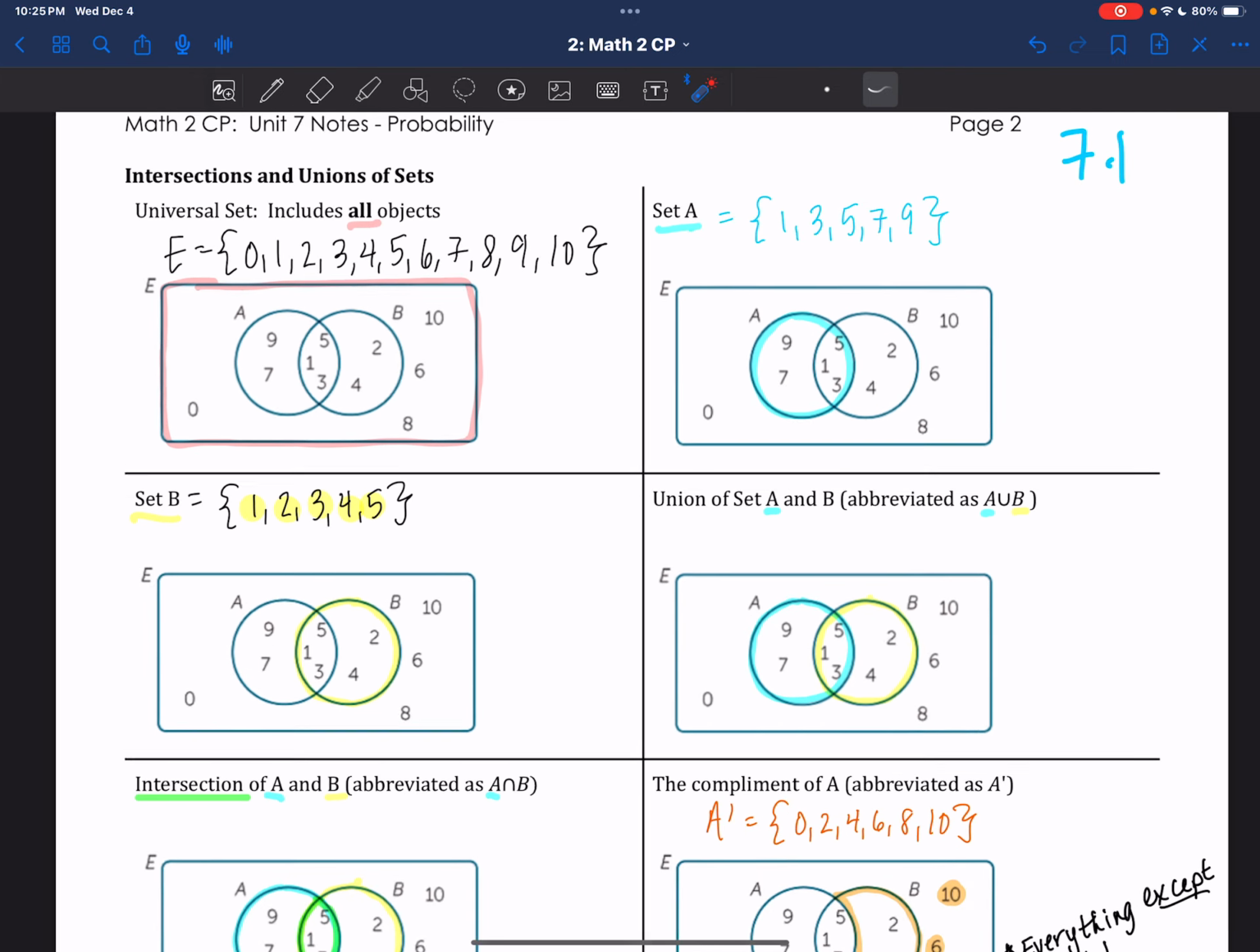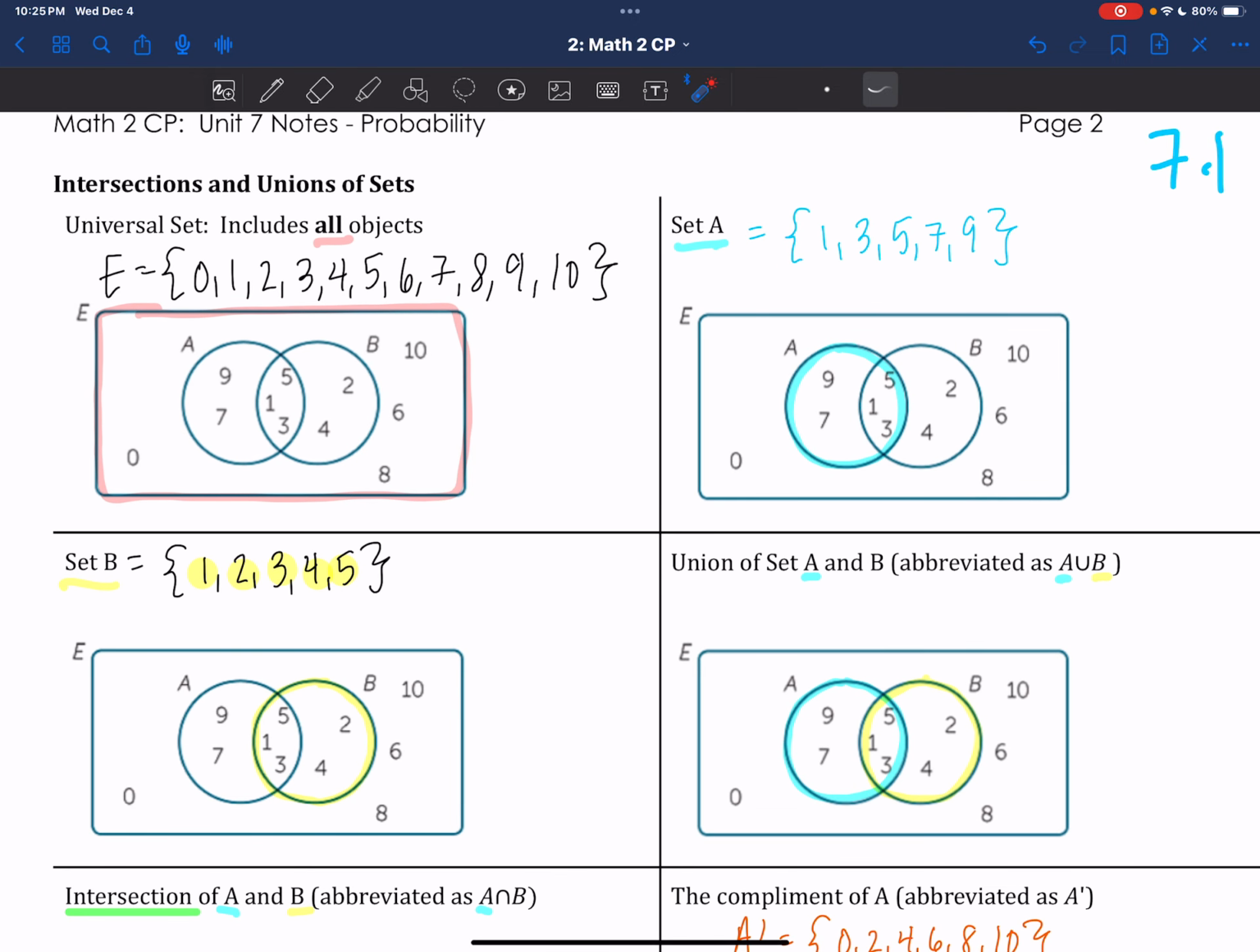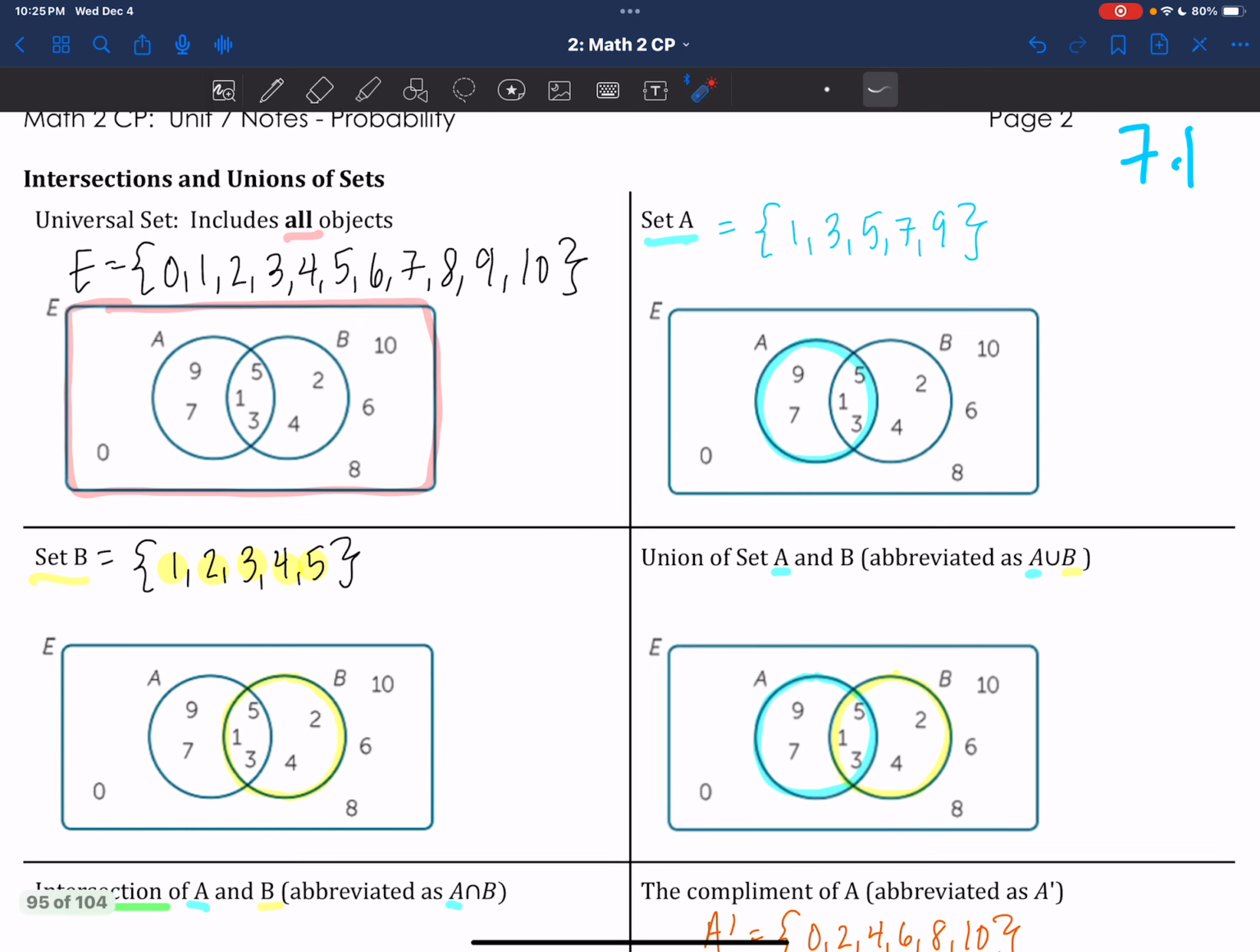All right, next up we have intersections and unions of sets. A universal set includes all the objects. If you look here, this whole thing is E, and that includes all of the numbers, 0 through 9, and typically we list them in order from least to greatest. So go ahead, put that in there. For set A, we're only looking at this part. That's a horrible circle, but that's okay. Even though this part is within another section, this is still all A. So you have 1, 3, 5, 7, 9 all within circle A.